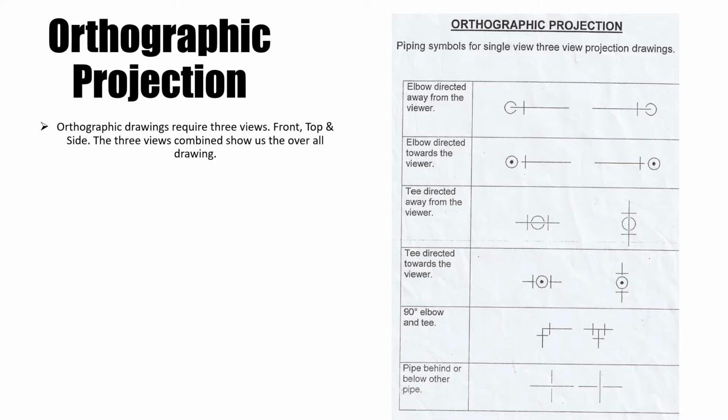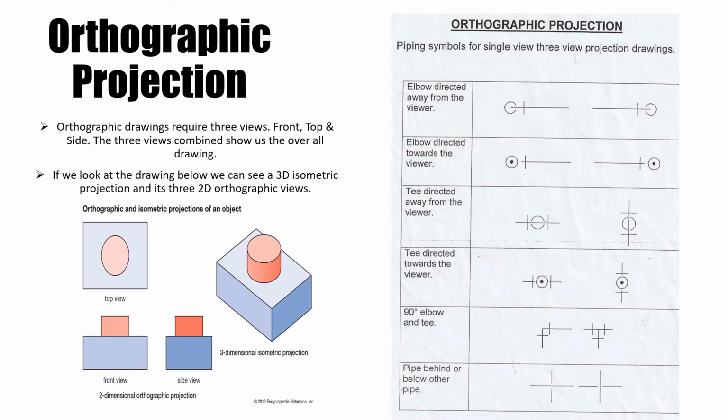So orthographic drawings require the three views which I mentioned earlier: front, top, and side. The three views combined show us the overall drawing of what we're looking for. If we look at the drawing below, we can see a three-dimensional isometric projection and its three 2D orthographic views. Here's our three-dimensional isometric projection. So we can see the cube with the cylinder on top.